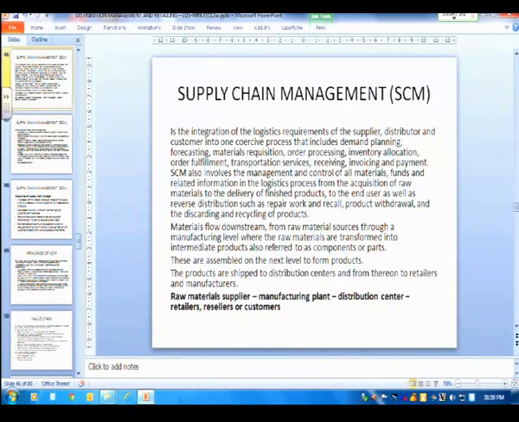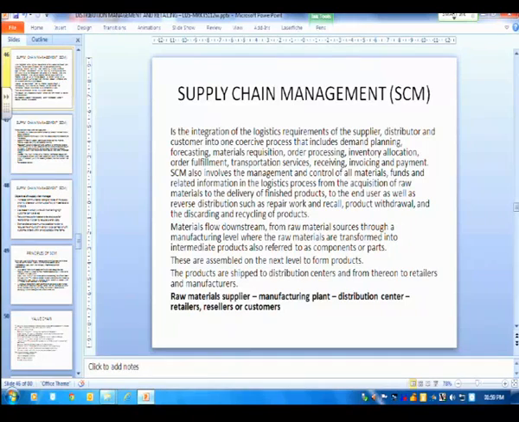Supply chain management. Supply chain management is the integration of the logistics requirements of the supplier, distributor, and customer into one cohesive process that includes demand planning, forecasting, material requisition, order processing, inventory allocation, order fulfillment, transportation, services, receiving, invoicing, and payment.